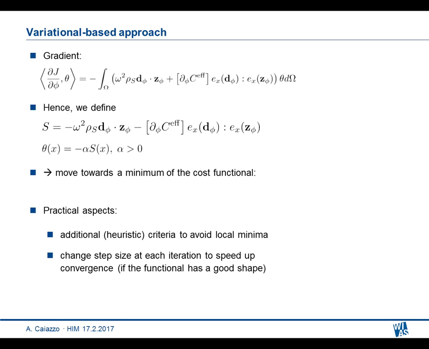In practice, you have to avoid local minima. There are also tricks to choose this alpha. You can change the step size at each iteration, so there's a more heuristic approach to get better results. But the key point is that we need to solve just for Z, the adjoint problem. Then we can compute this S. The other key is that we need the derivative of the tensor, and we can compute this using an analytical approximation for C. Otherwise we would need to do it with finite differences, for example, solving for two different phi and then taking a derivative.